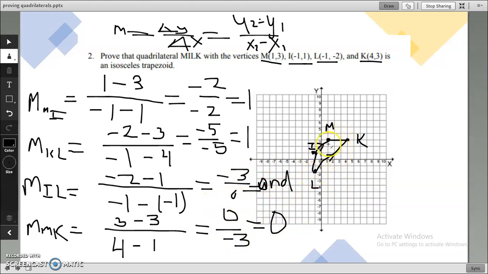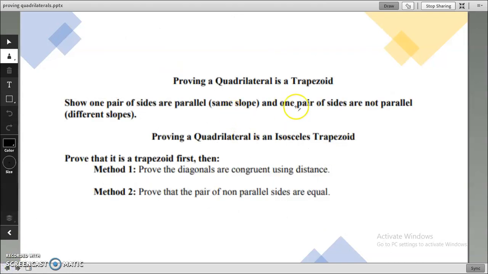So we just proved, it says show that one pair are parallel and one pair are not parallel, so different slopes. So this is a trapezoid. Now we have to prove that it's an isosceles trapezoid. We can choose one of these methods. We can either look at the diagonals or we can look at the pair of non-parallel sides to see if they're equal distance. Let's do the sides, because in the previous videos I looked at the diagonals a lot, so let's look at the sides and see if they're equal.